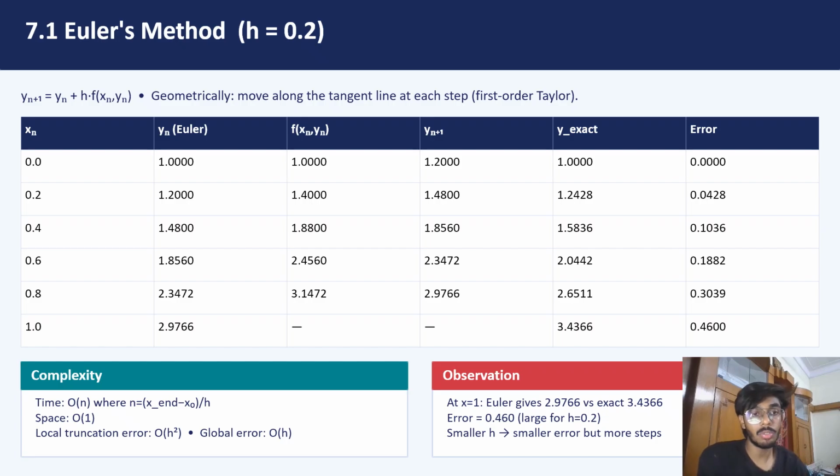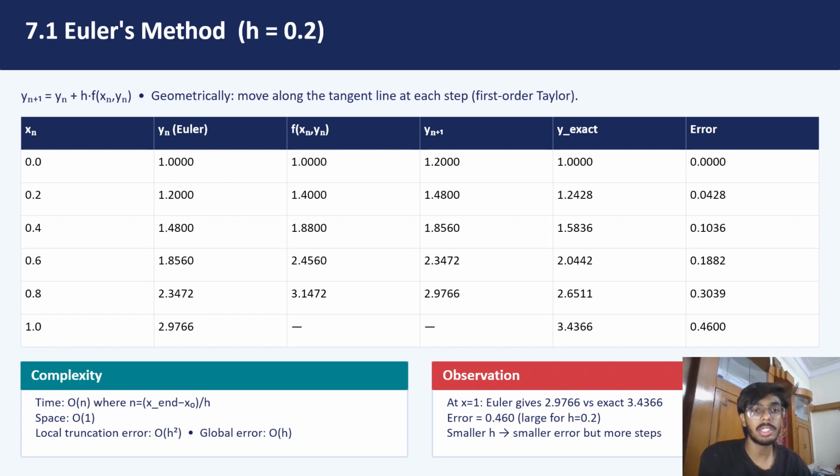So for 0 we have 1. For 0.2 we obtain 1.2. For 0.4 we obtain 1.48. For 0.6 we obtain 1.856. For 0.8 we obtain 2.3472. And for 1 we obtain 2.976. We use this formula, y(n+1) equals yn plus h times f(xn, yn), to obtain these respective values using the Euler method.